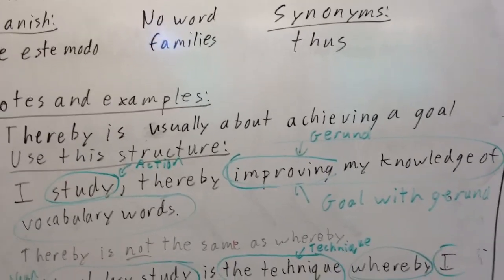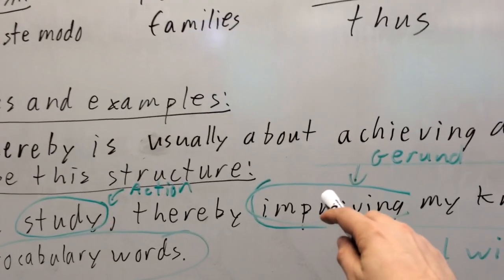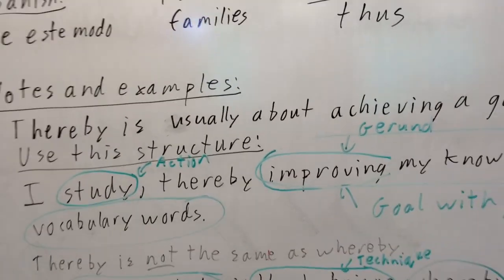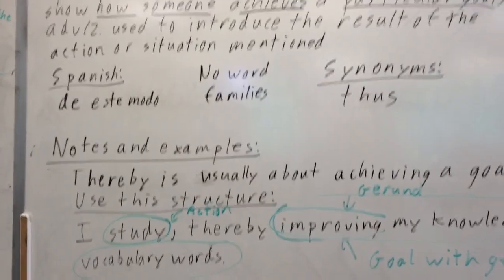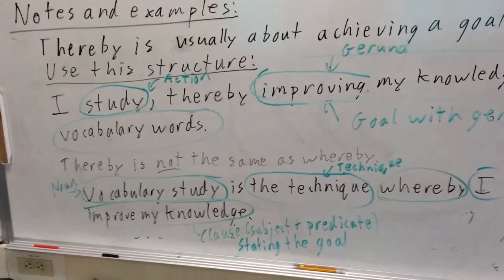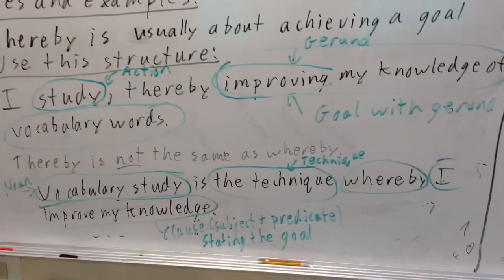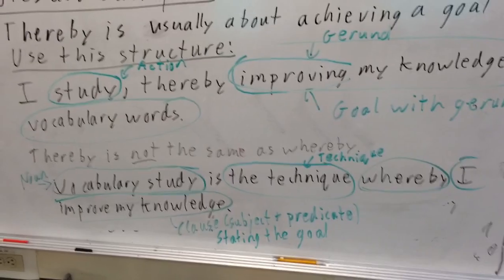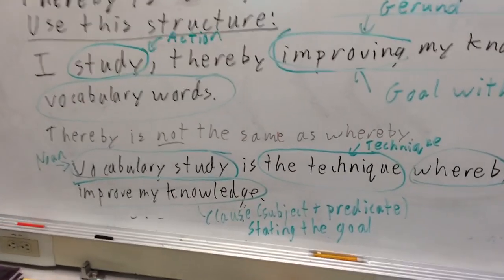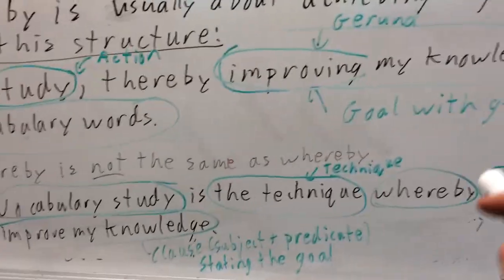So what you should not do, you should not put a sentence here. You don't say I improve. You just say improving with the word thereby. That's different from the word whereby. Whereby, you do have a clause. You have like a complete sentence after the word whereby. So whereby would be like this for the same idea.